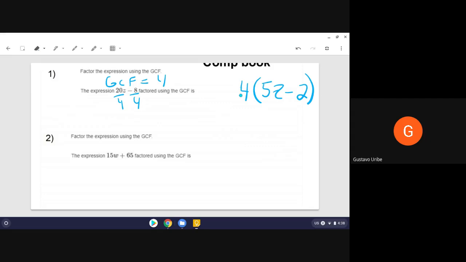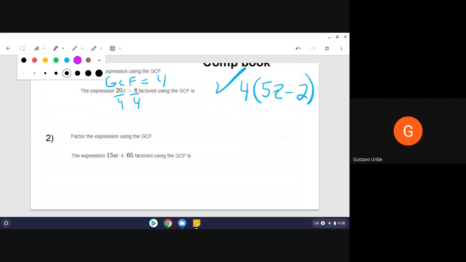So 4 by 5 is 20 with the z. So that's right. And 4 times negative 2 does give me negative 8. So I just confirmed that this is right. Now you're going to go ahead and do the same thing for number 2.